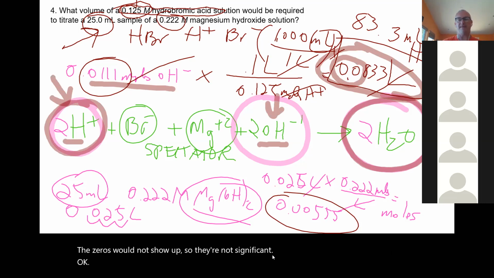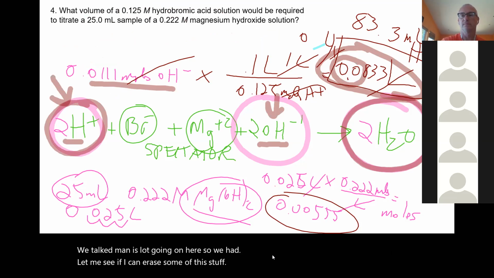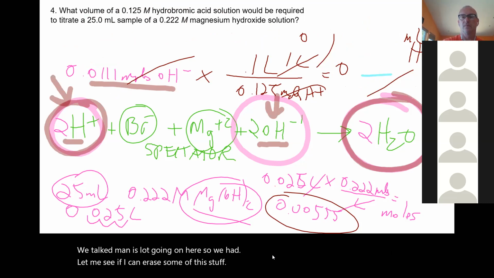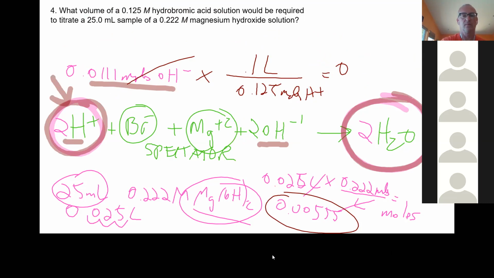Oh, man, there's a lot going on here. Let me see if I can erase some of this stuff. Because when I multiplied 0.0555 times 2, I get 0.0111. And then when I multiply that by 0.125, I got 0.08888.